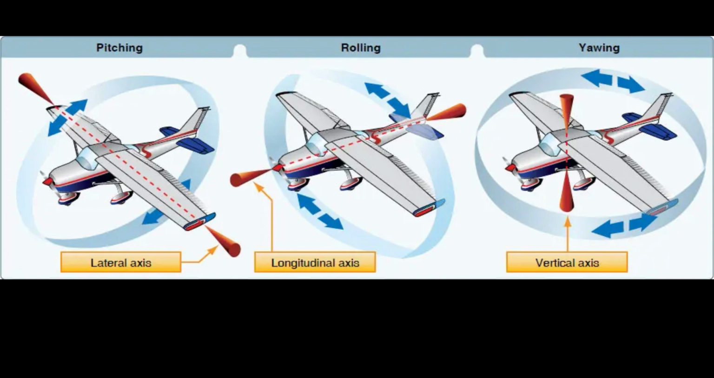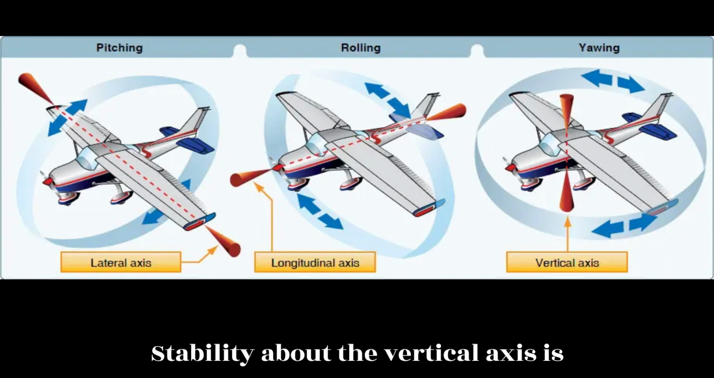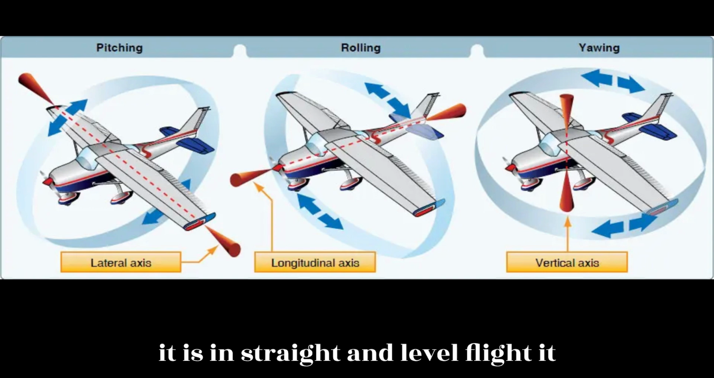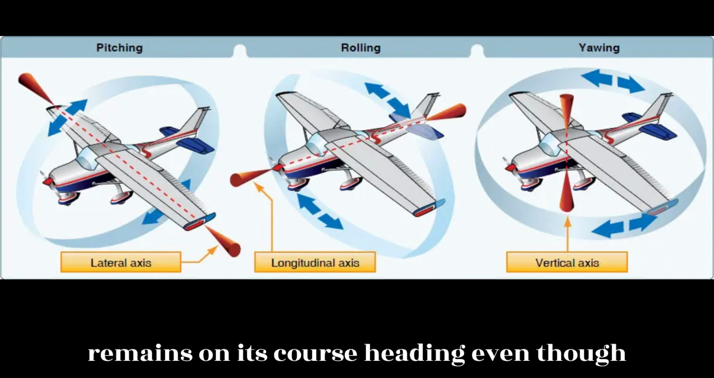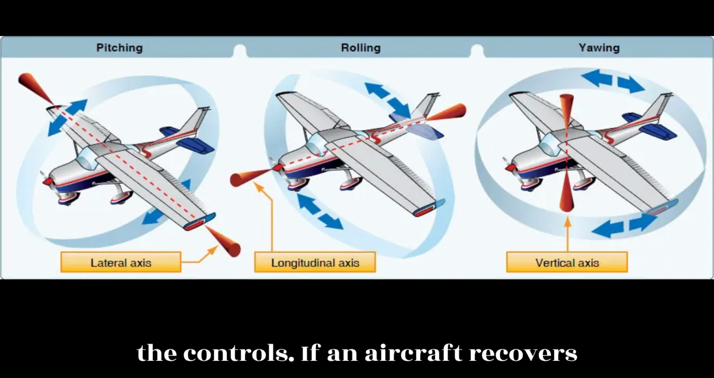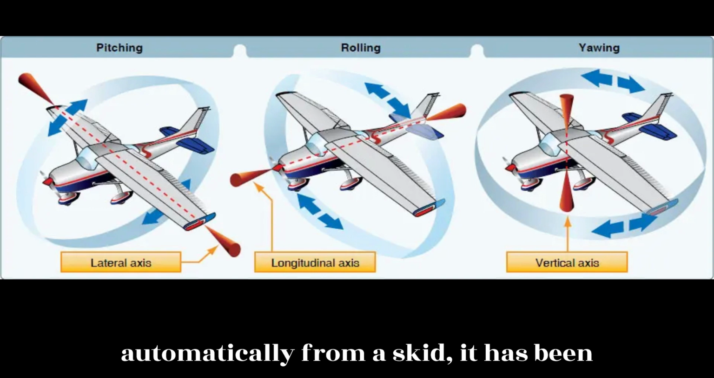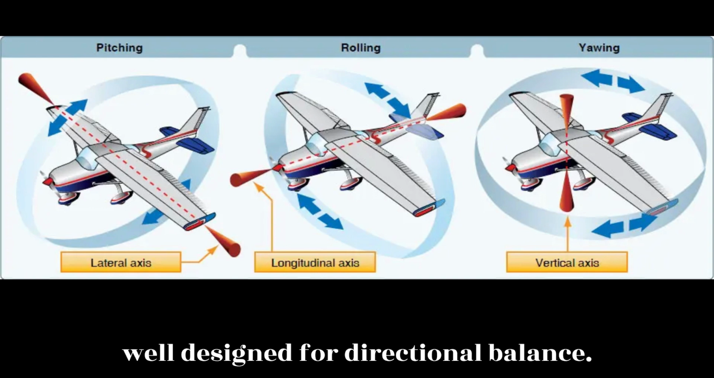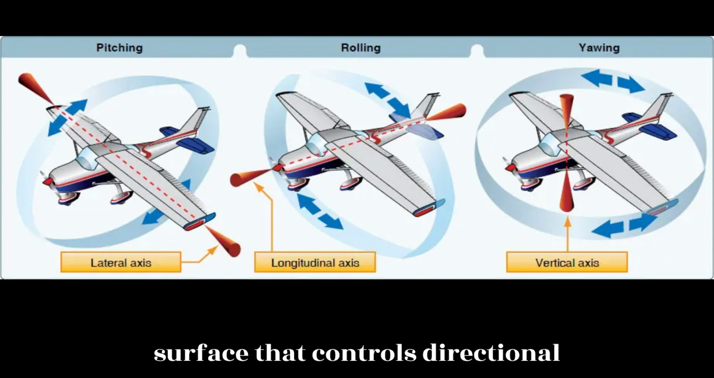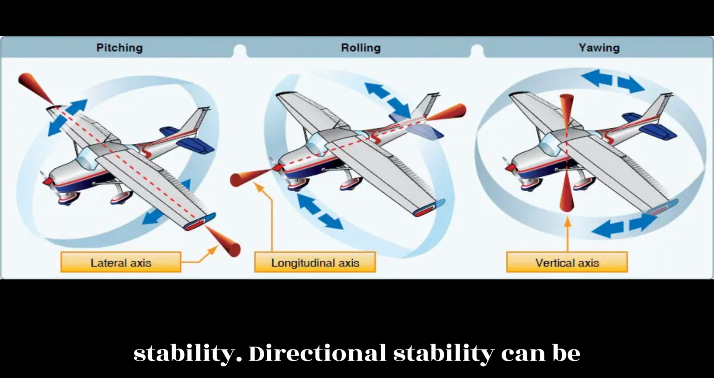Directional stability. Stability about the vertical axis is referred to as directional stability. The aircraft should be designed so that when it is in straight and level flight it remains on its course heading even though the pilot takes their hands and feet off the controls. If an aircraft recovers automatically from a skid, it has been well designed for directional balance. The vertical stabilizer is the primary surface that controls directional stability.